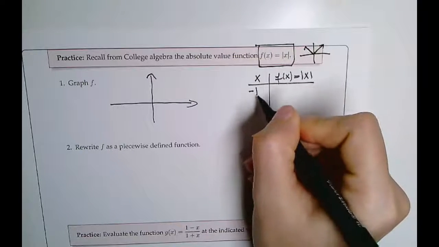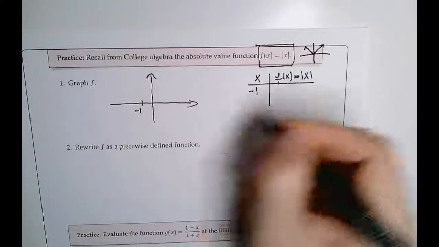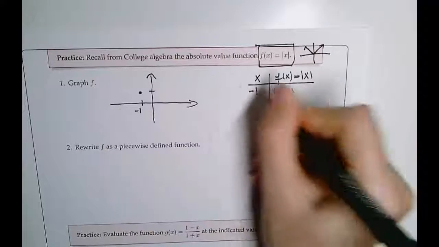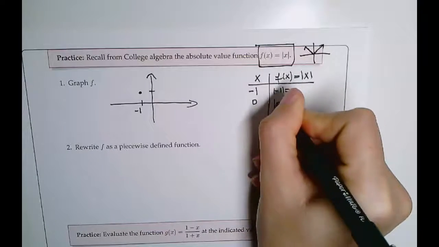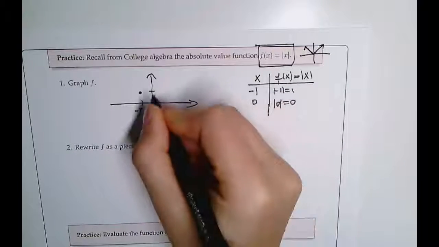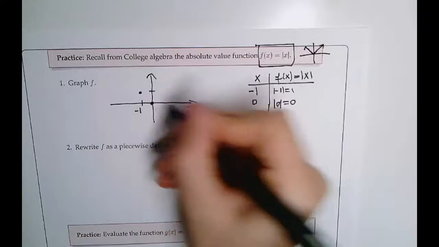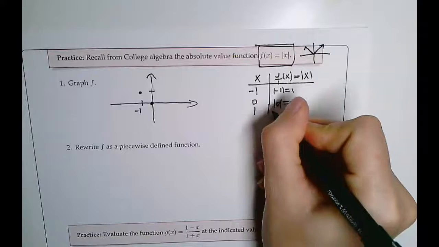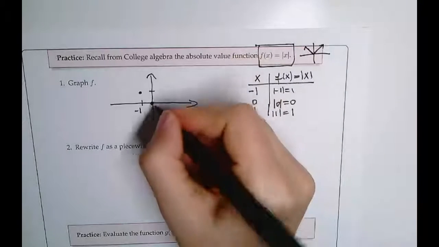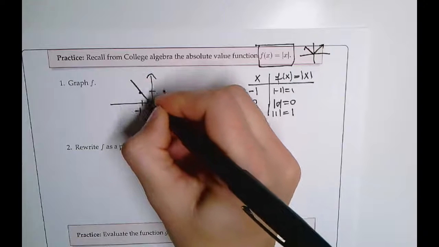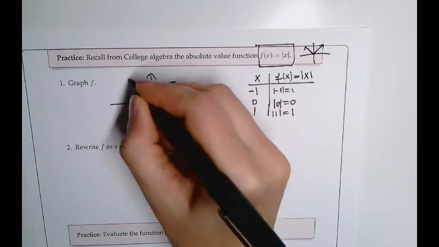So if I let x be -1, absolute value of -1 equals 1. So I have my first point here. If I let x be 0, absolute value of 0 is just 0. So x is 0, absolute value of 0 is 0. So the next point is here. If I let x be 1, absolute value of 1 is 1, and so on. So when x is 1, absolute value is 1. So this is my function f.